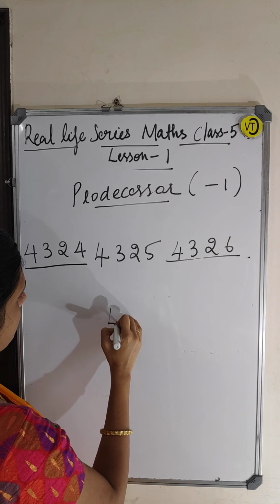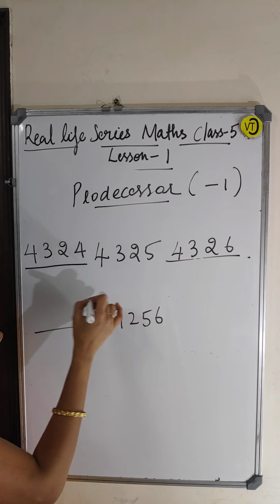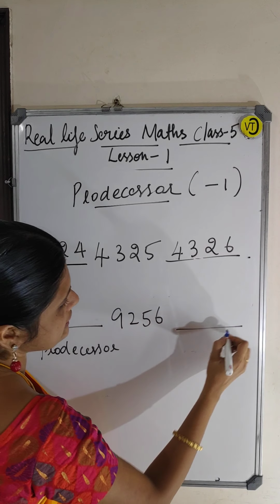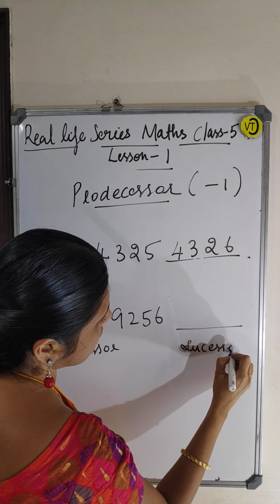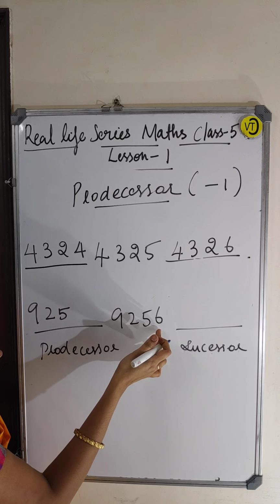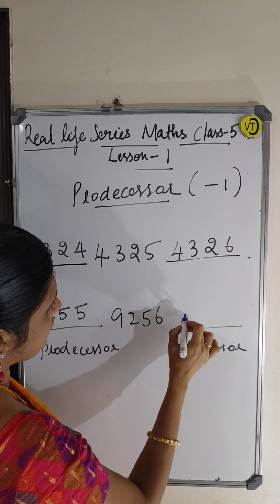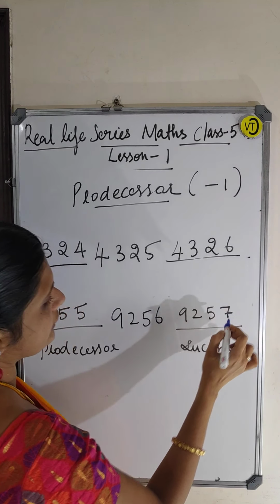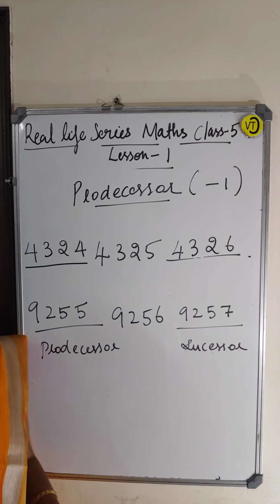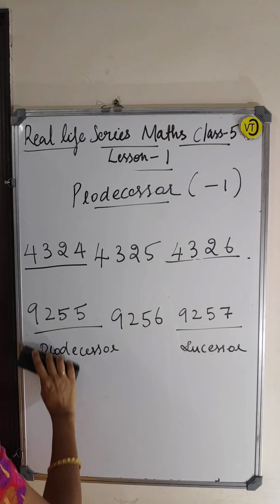I will give one more number: 9, 2, 5, 6. Here, this is the predecessor, and this is the successor. What is this? 9, 2, 5, minus 1. 6 minus 1 is 5. Alright. And successor means the next number: 9, 2, 5, 7. This is the successor. Okay, fine. Then after that, predecessor is over, successor is over.